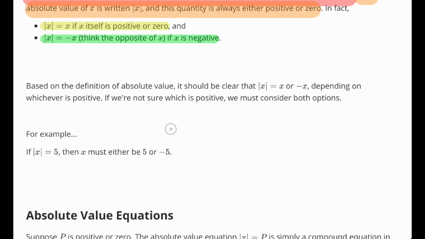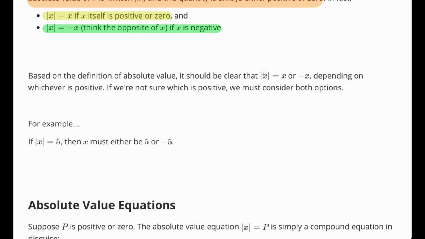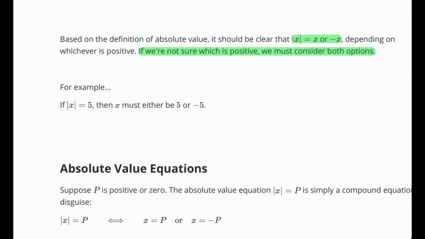Next, it says based on the definition of absolute value, it should be clear that the absolute value of x is either equal to x or negative x, depending on whichever is positive. If we're not sure which is positive, we must consider both options. Here is an example: if the absolute value of x is equal to 5, then x must either be 5 or -5. You can imagine that by writing down the absolute value of 5 and the absolute value of -5. No matter what you put in there, you are going to get 5 out of it.